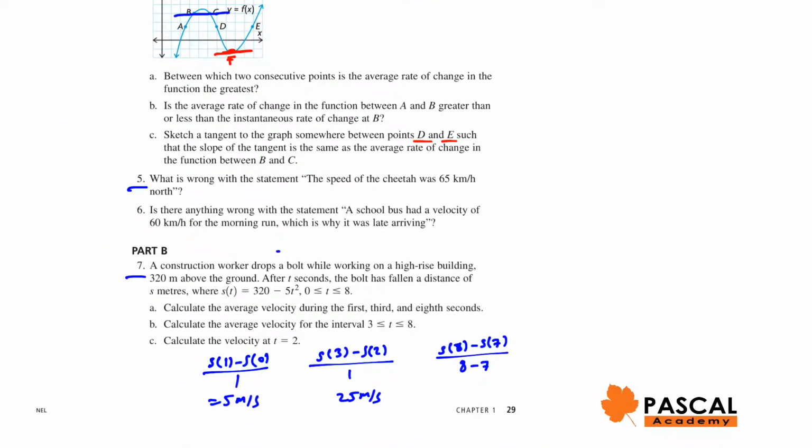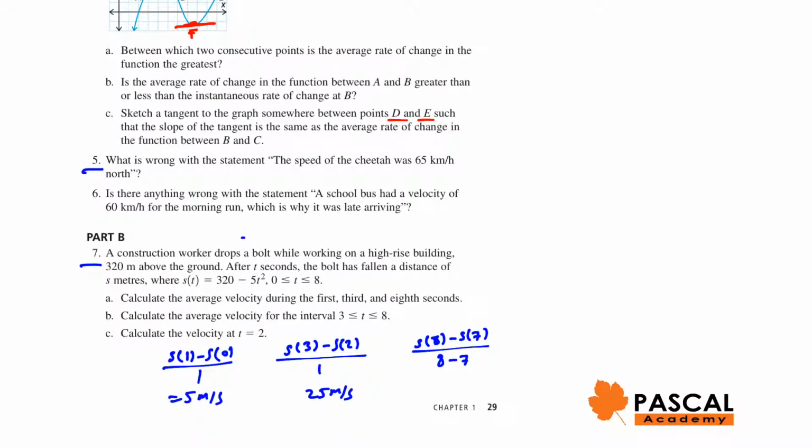Question 5. What is wrong with the statement, the speed of the cheetah was 65 kilometers per hour north? Speed is represented only by a number, not direction. Here we have direction north. So if we change speed to velocity, or delete the word north, this statement is perfectly okay.